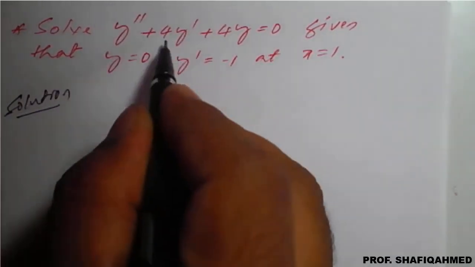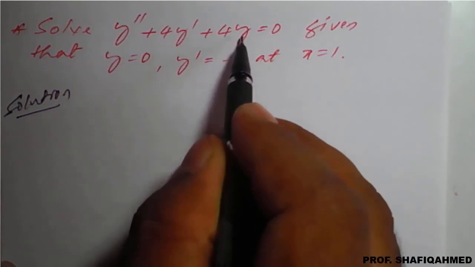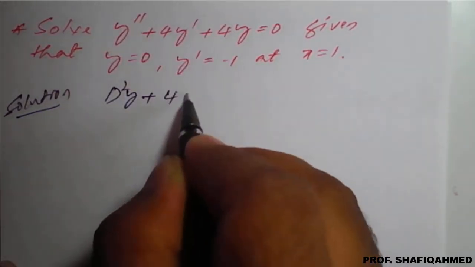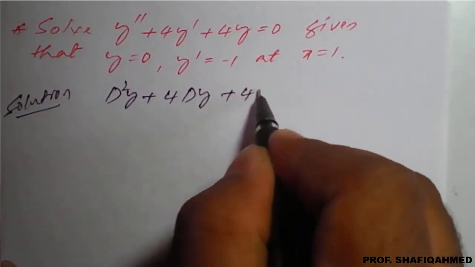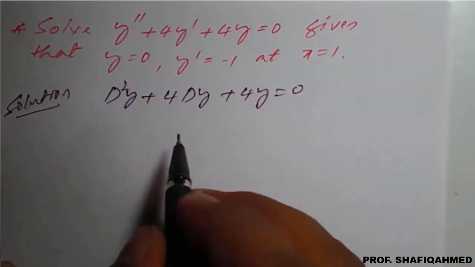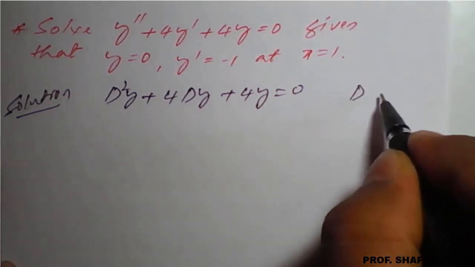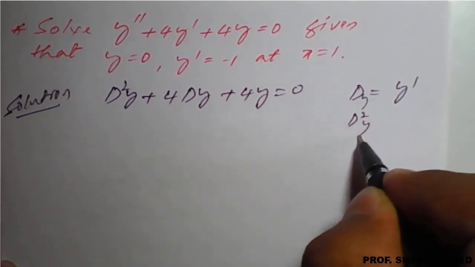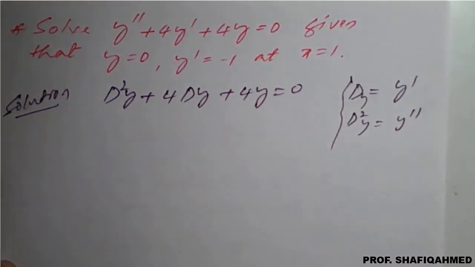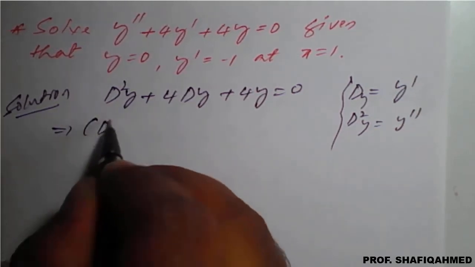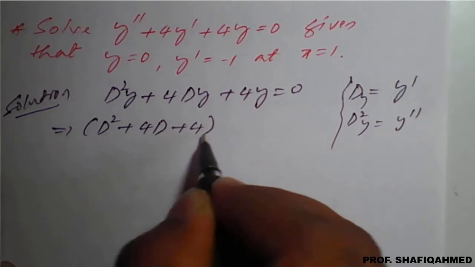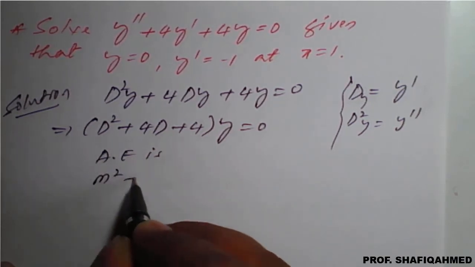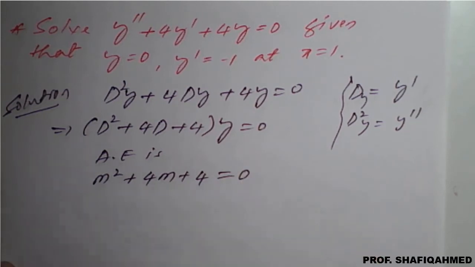Solution. The given equation y'' + 4y' + 4y = 0 can be written as D²y + 4Dy + 4y = 0, where D is nothing but y', Dy, and D²y is nothing but y''. Taking y common, (D² + 4D + 4)y = 0. Therefore the auxiliary equation is m² + 4m + 4 = 0.